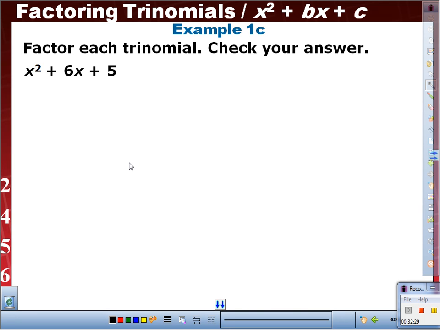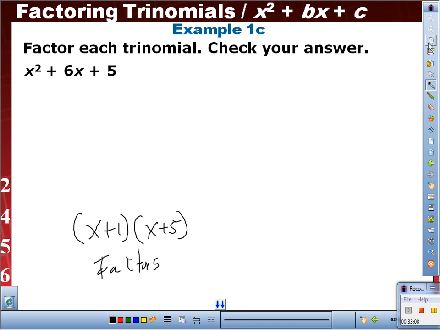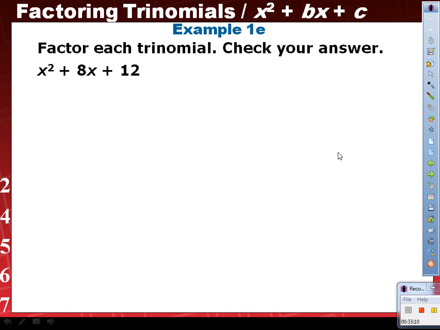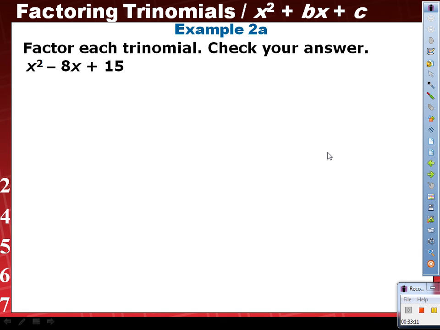Okay. Factors. Mia, what'd you get? X plus 1 times x plus 5, or x plus 5 times x plus 1. Hands if you got that. That is correct. Those are my factors. Let's kick it up a notch, yes? Copy this one. Example 2a.